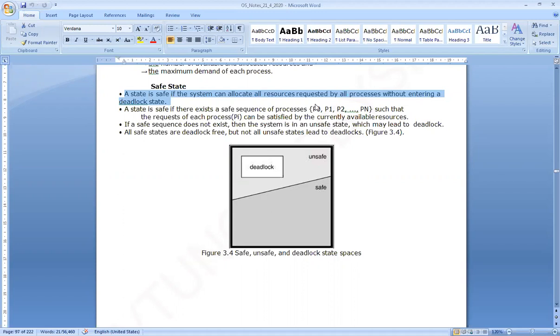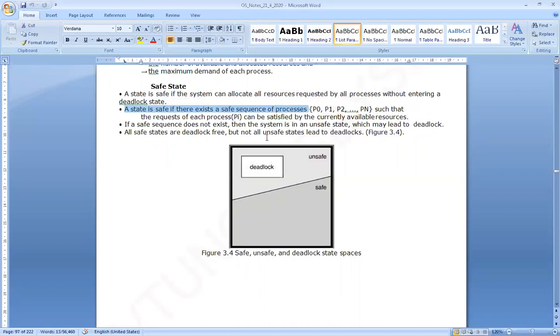If I draw one small diagram about this, this is the diagram which shows the safe and unsafe state. Obviously, in the safe state there won't be any deadlock situation, and in the unsafe state there will be a deadlock situation. This small diagram shows which one is a safe state and which one is an unsafe state.